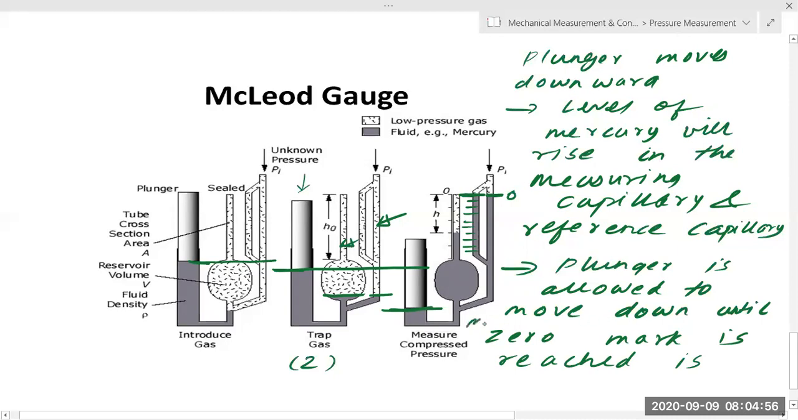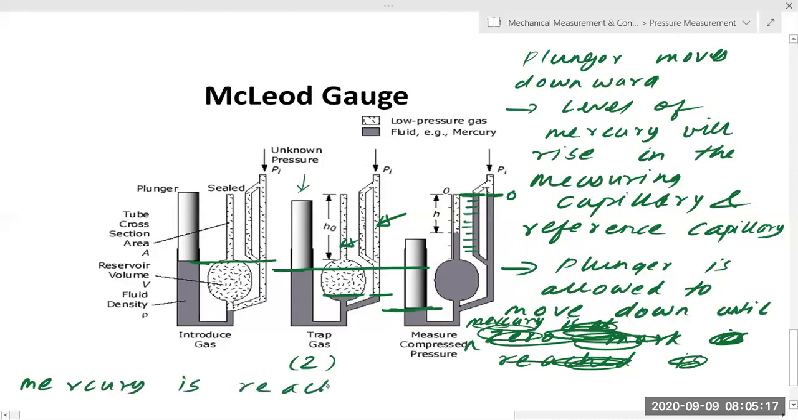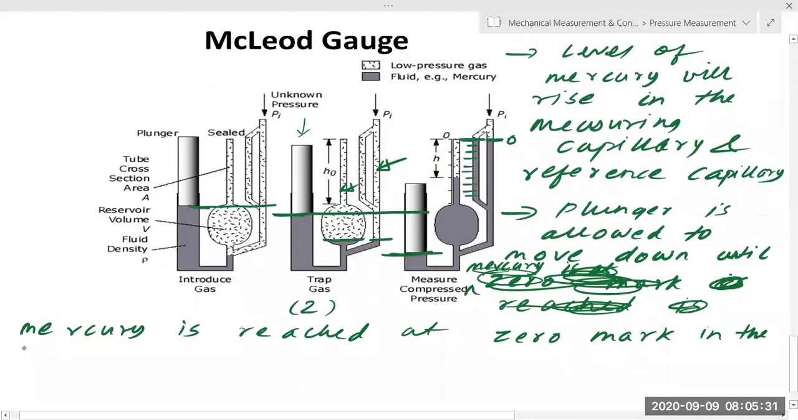In simple terms, I can write: until mercury is reached at zero mark in the reference capillary. Simple. Now I hope these things are getting clear for you. Mercury is reached at zero mark in the reference capillary. Simple. Now what will happen?